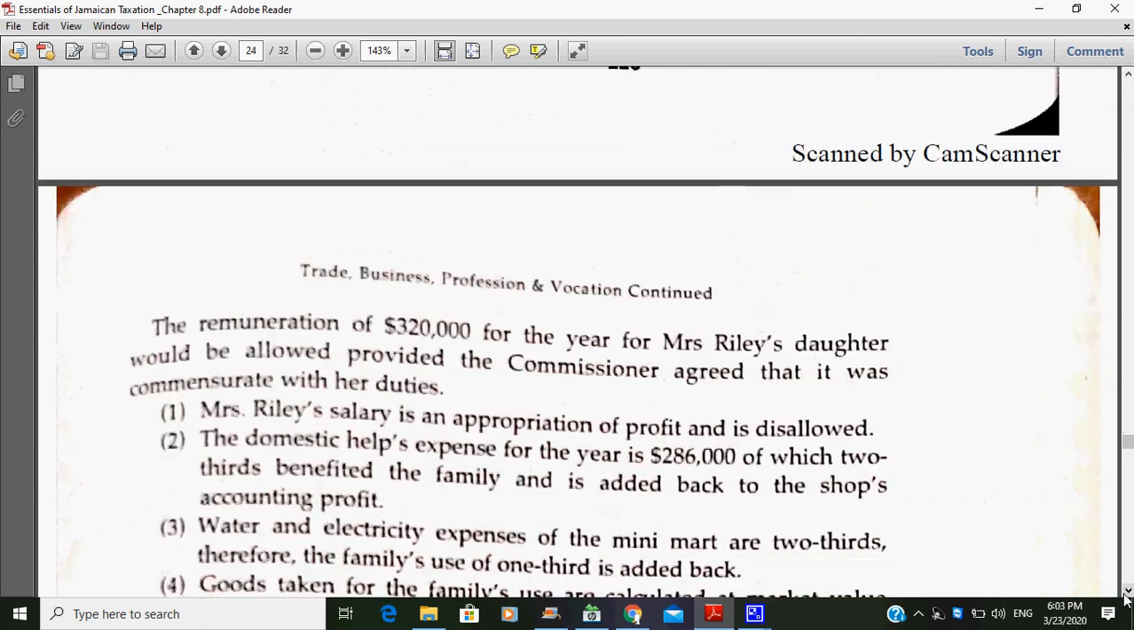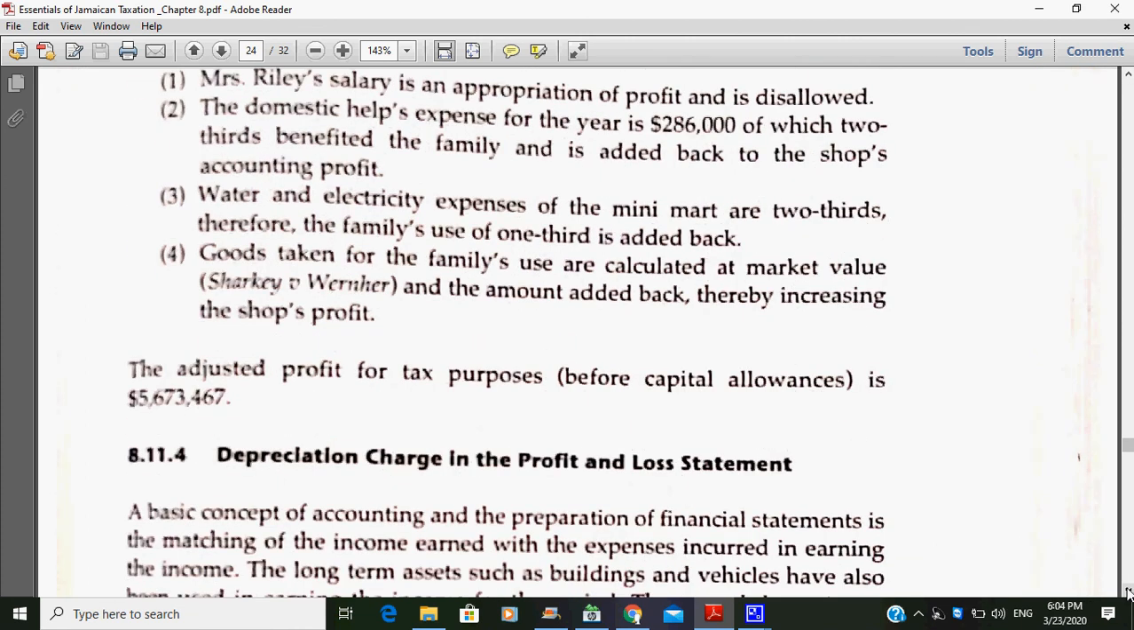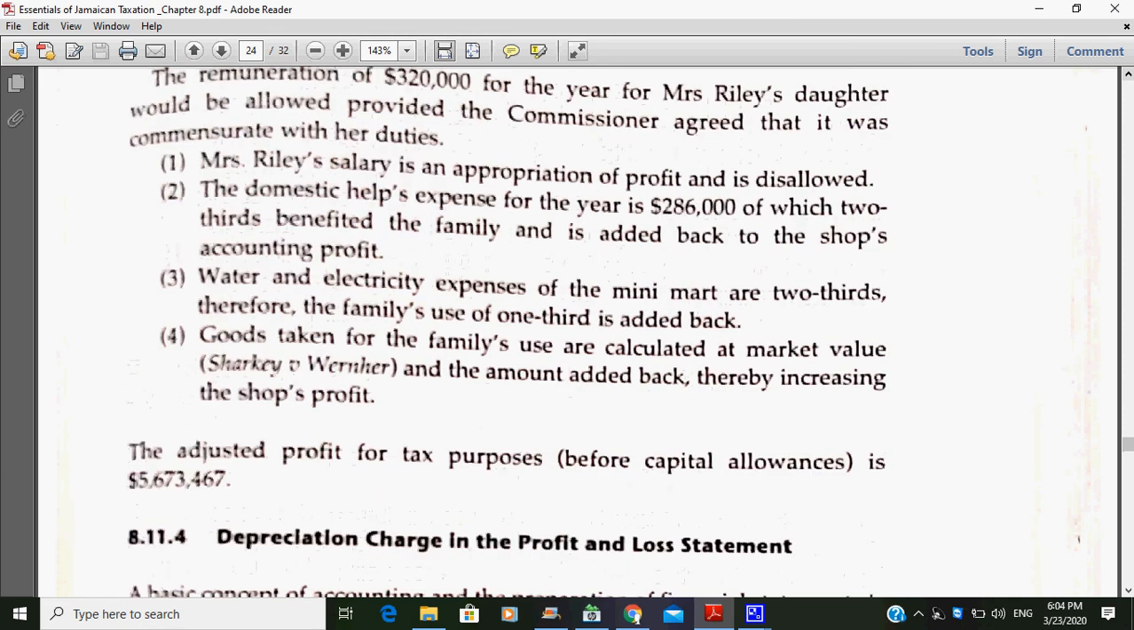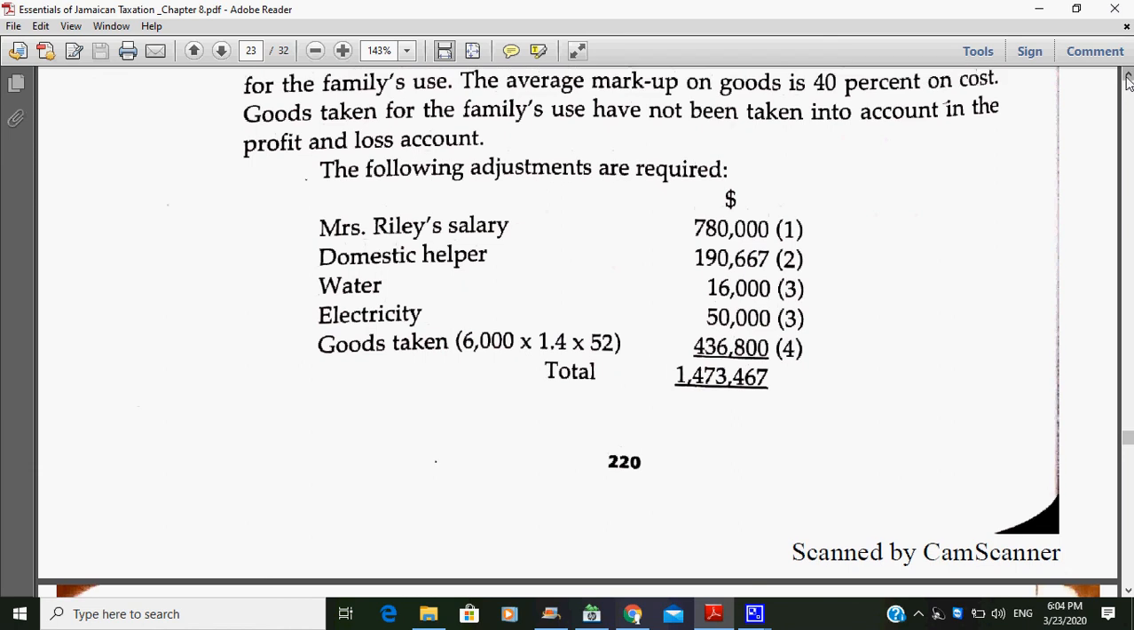Water and electricity expenses of the mini mart are two-thirds. Therefore, the family's use of one third is added back. It is 16,000. Goods taken for the family's use are calculated at market value, and the amount is added back, thereby increasing the shop's profit. The adjusted profit for tax purposes before capital allowances now is 5,643,467, because you have added back the 1.73 million to the 4.2 million up top.